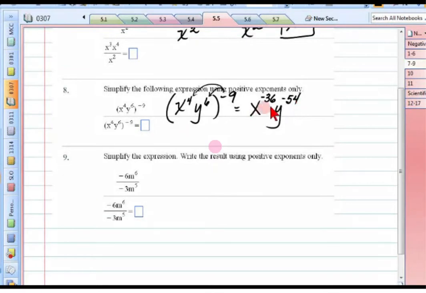Product rule. Are these like bases? No, so I don't get to use the product rule. Quotient rule. Well, I don't even have a written denominator, so no. Negative exponent rule. Yes. This factor needs to move, and this base needs to move. So my final answer will be, I will get x to the positive 36th, y to the positive 54th in the denominator. What do I write as my numerator? 1. Done.